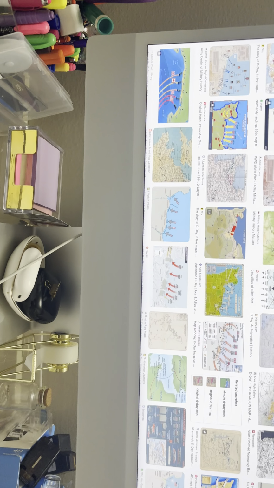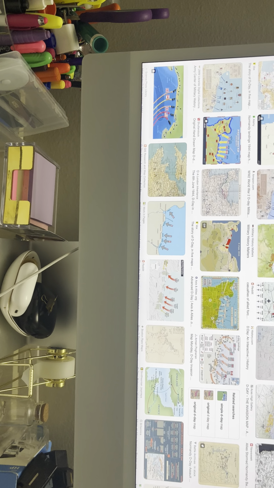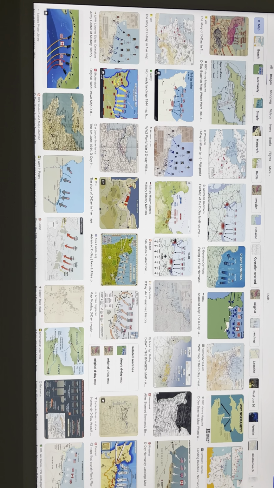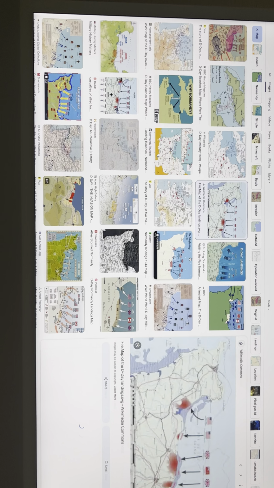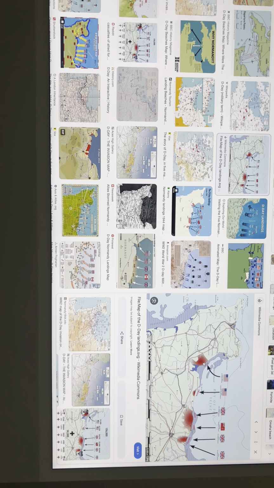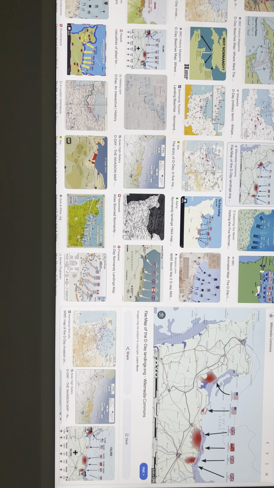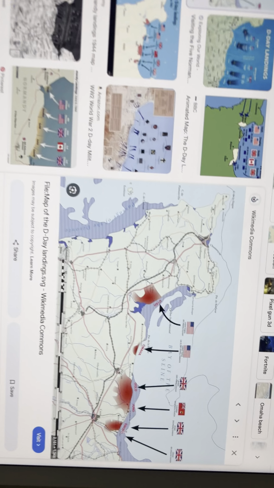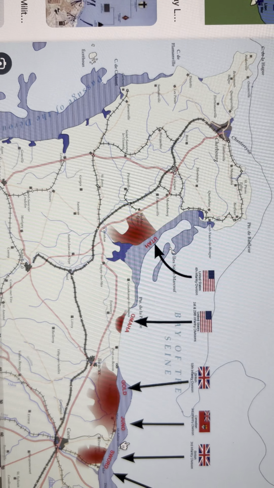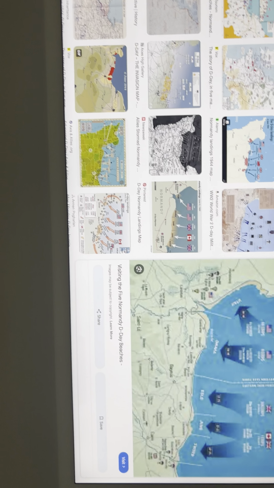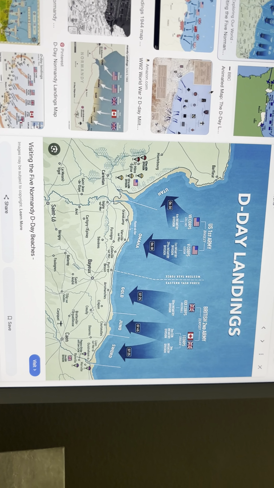Sorry. This is actually many maps of D-Day. Here are some. These are, as you can see, the code names: Utah, Omaha, Gold, Juno, and Sword. Let me zoom you in there. Here is exactly the D-Day landings.